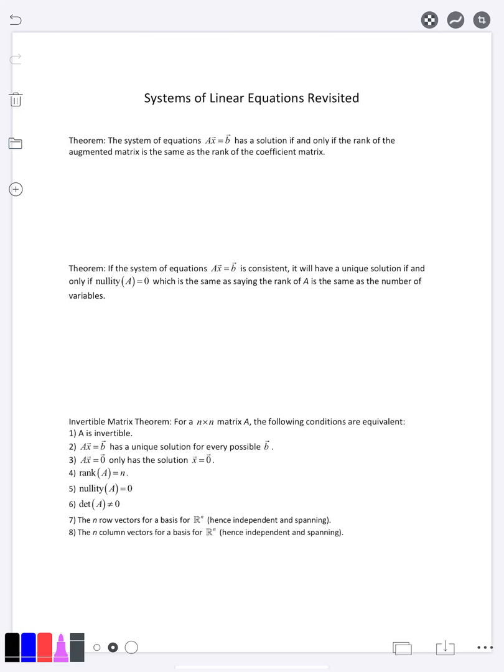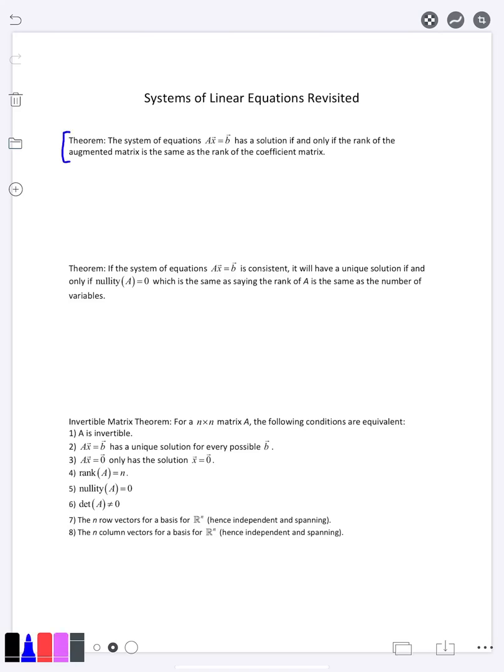We're going to go back to our beginning problem of solving systems of linear equations, and we're going to use the knowledge we've gained about nullity, rank, and so on of a matrix in order to help us get the answers.